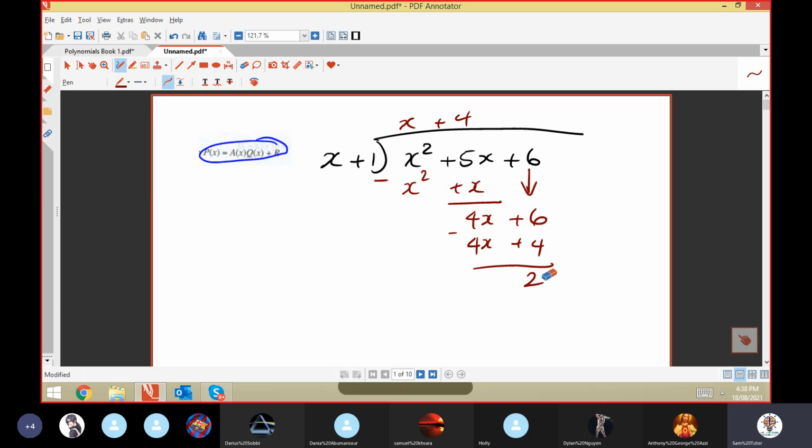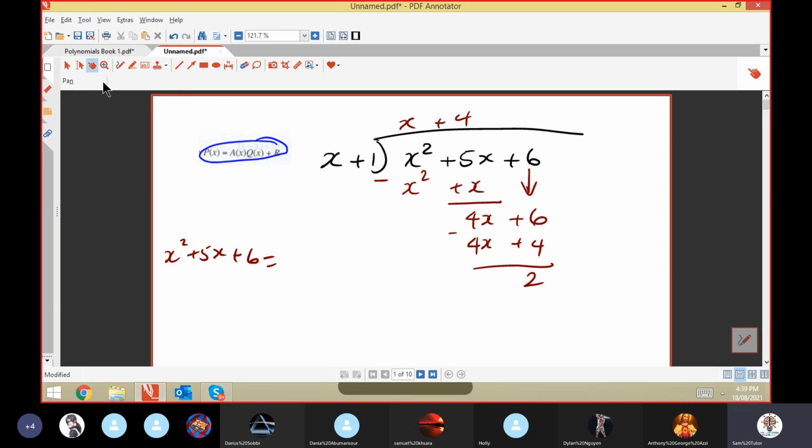But the reality of these questions is you're trying to write them in this form. So P of x equals A of x multiplied by Q of x plus R. Now, can anyone see how to write this x squared plus 5x plus 6 in this form? Something multiplied by something plus 2, the remainder, needs to give me the x squared plus 5x plus 6 again.